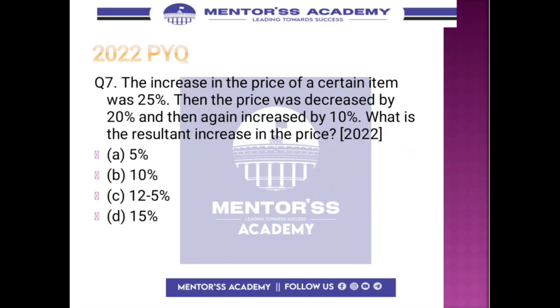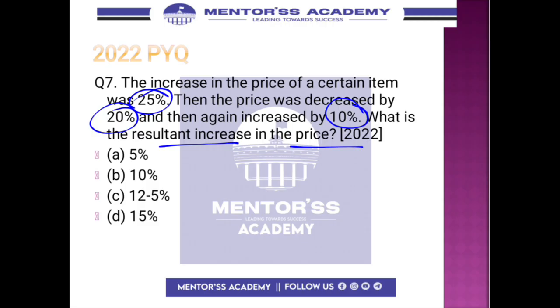Here is the PYQ. The question reads: the increase in the price of a certain item was 25%, then the price was decreased by 20%, and then again increased by 10%. What is the resultant increase in the price? I'll read the question again. The increase in the price of a certain item was 25%, then the price was decreased by 20% and then again increased by 10%. What is the resultant increase in the price? It's a successive percentage question, right? Let's solve it here.